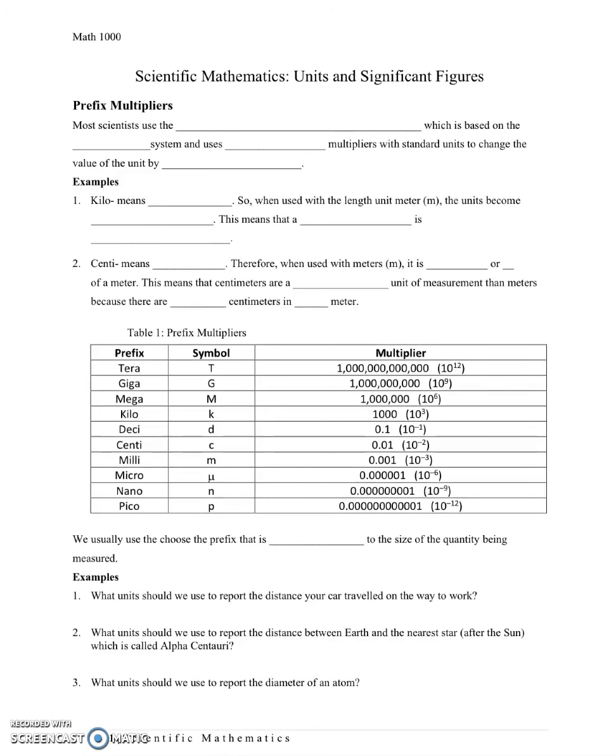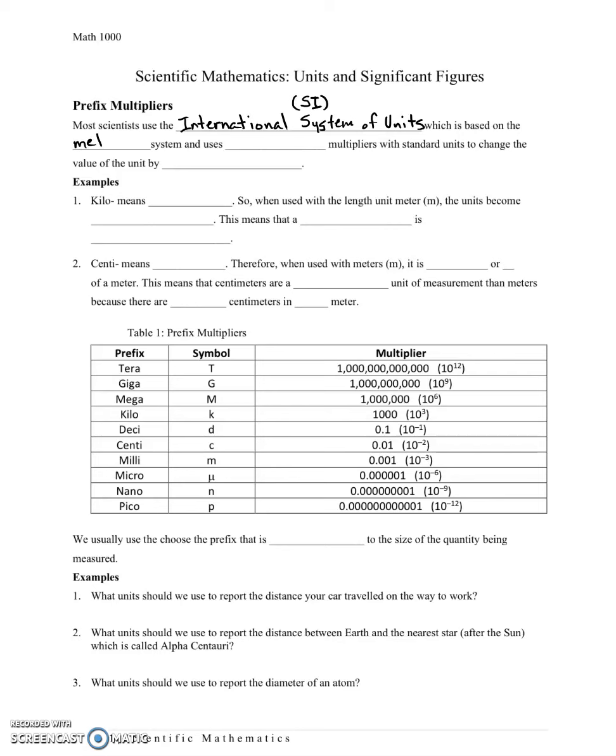In this video, we're going to talk about scientific mathematics, mostly units and significant figures, and we'll explain why those are important as we go through this lecture. So, most scientists use what is called the International System of Units. And the International System of Units is based on the metric system. And we abbreviate the International System of Units as SI.